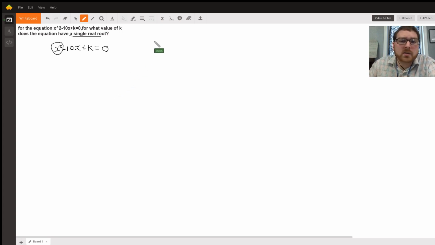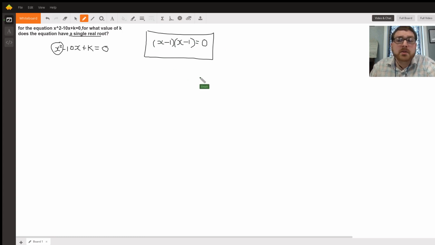The only case that we can have a quadratic with one real root is if the numbers here are the same. Here, the root is 1 with a multiplicity of 2. The only root is that x equals positive 1. So that's an example of a case that's similar to this.